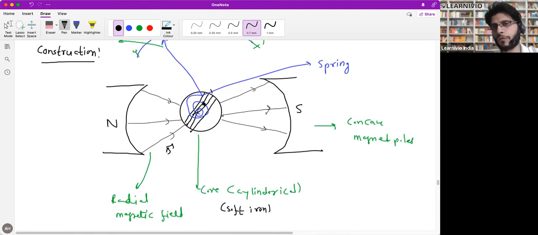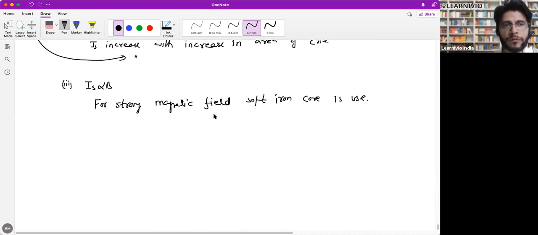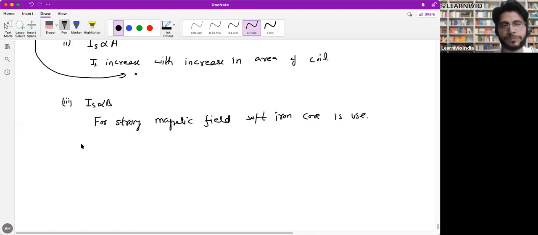So what this soft iron core did, this increased the strength of magnetic field. Let's say if this magnet is producing a magnetic field of 1 Tesla, when this magnetic field enters the soft iron core, it becomes 1000 Tesla. The soft iron core increased the strength of magnetic field by almost 1000 times. So to increase the strength of magnetic field, we use this soft iron.